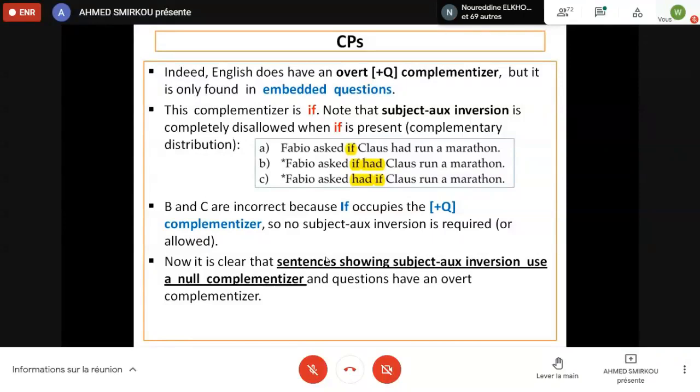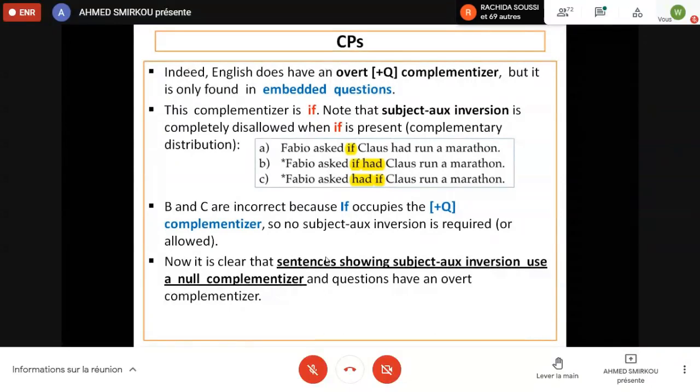We said we have complementizers in embedded clauses. We have complementizers in questions, whether embedded or not. So we are left with one thing. What is it? Can you say it, please? We are left with non-questions, yeah. Non-question statements. I will travel tomorrow. I'll take it. You did it yesterday, etc., etc.